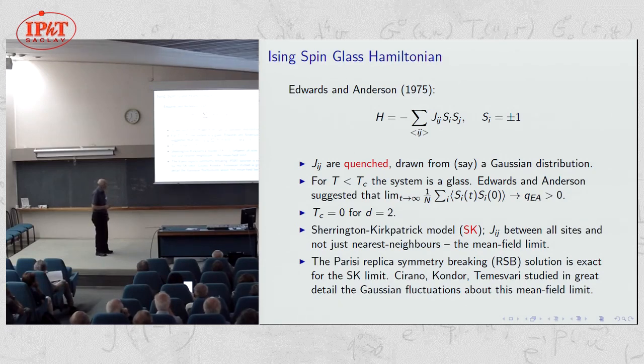And Cyrano and Kondor and Temesvári studied in great detail the Gaussian fluctuations about its mean field limit, and these are very, very difficult calculations, and because they are so difficult, the normal program of calculation where you do the mean field theory, you do the Gaussian fluctuations, and you use those propagators derived from the Gaussian fluctuations to compute higher order diagrams, that program more or less has got stuck at this point here. Because of the algebraic complexities, higher order effects have not been investigated within the spin glass phase.